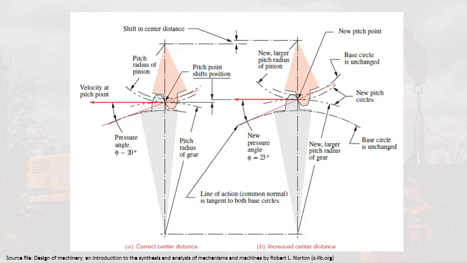This figure shows what will happen when the center distance is varied on the involute gear set. Note that the common normal still goes through a pitch point common to all contact points within the mesh, but the pressure angle, as you can see here, is affected by the change in the center distance. So the pressure angle in the correct center distance is 20, and in the incorrect center distance, due to the increase in the center distance, the new pressure angle would be 23 degrees. So the pressure angle is affected by the change in the center to center distance, which also affects the timing.